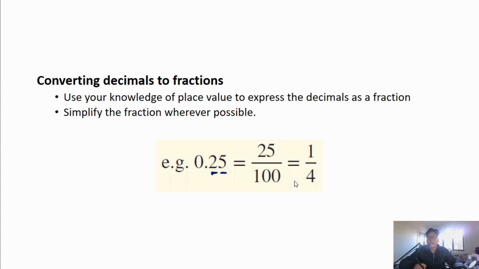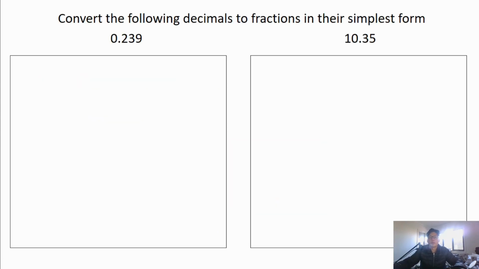If we recap on our knowledge of place value, this was the tenths place and that was the hundredths place. So that means we'll have a total of 25 hundredths. And 25 hundredths in a fraction is written like this, 25 over 100. We'll simplify that by its highest common factor, which is 25. Both the top and the bottom can be divided by 25, and that will give you a value of 1 over 4.